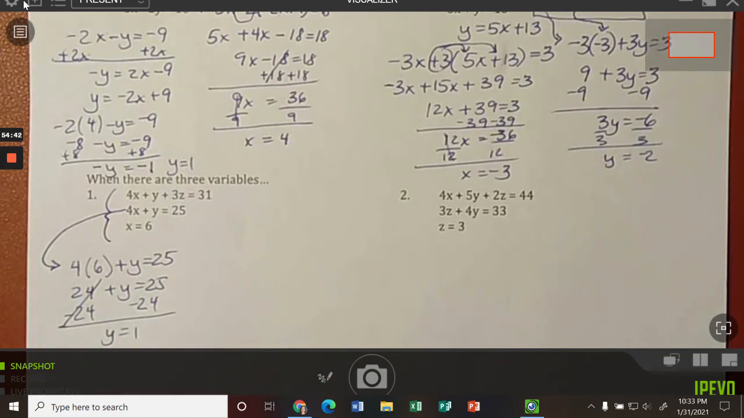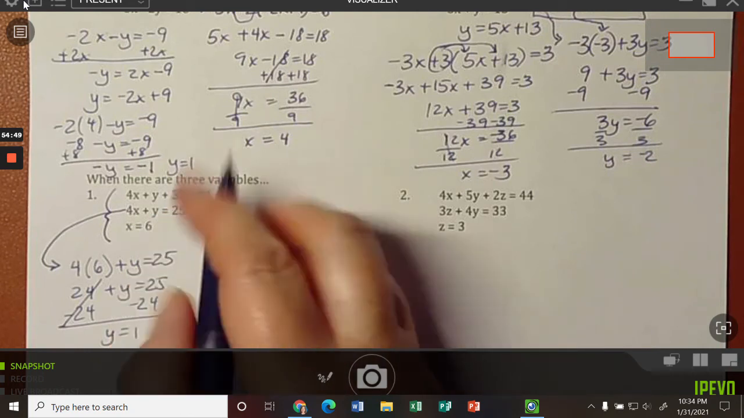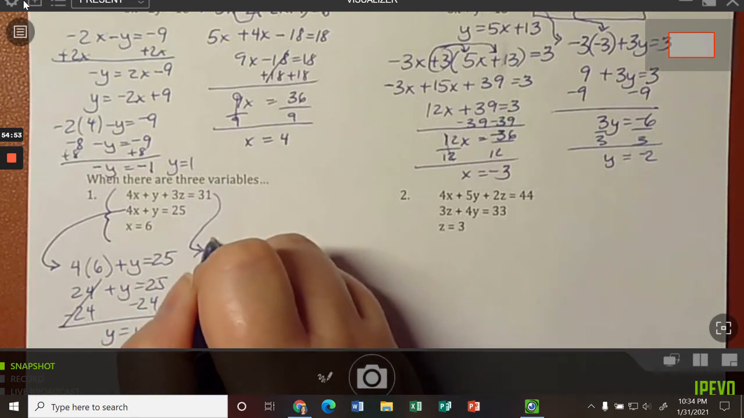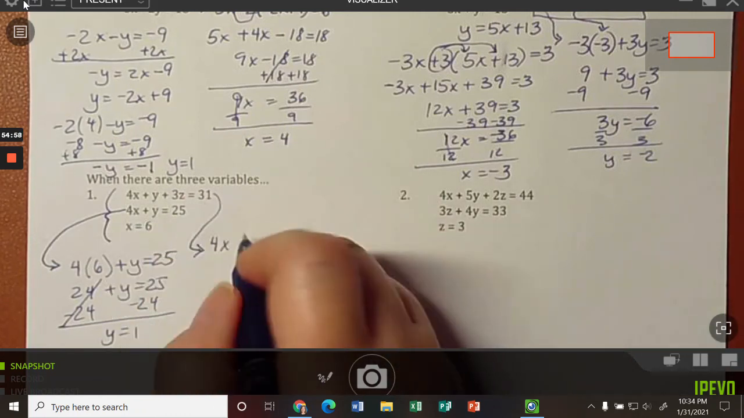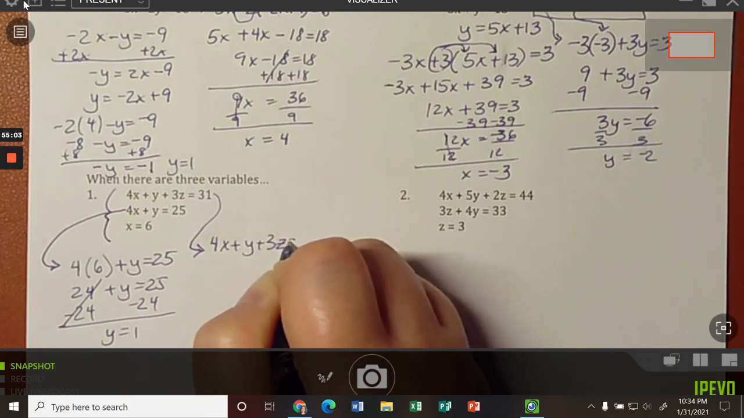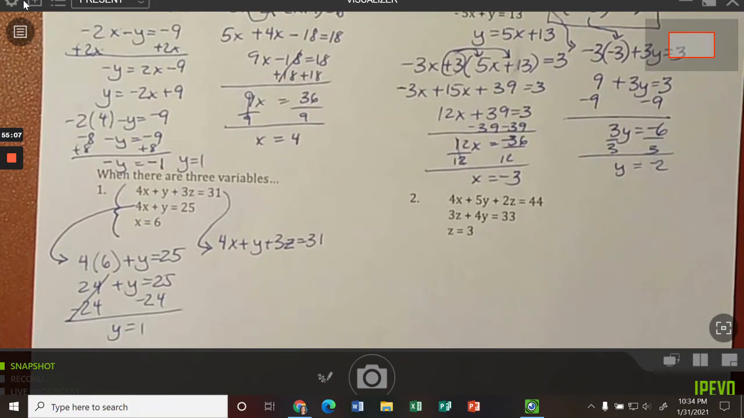Okay, so we know y equals 1. We know x equals 6. That's enough information for us to solve for z. So instead I'm going to take this equation and write it here for x. I'll write the original equation, plus y plus 3z equals 31. And we don't write the slash through our z because we think it's fancy. We write the slash through our z just to prevent it from looking like 32, so it's obvious that it's a 3z and not a 32.